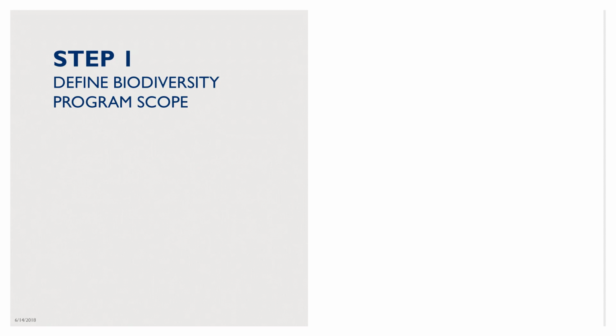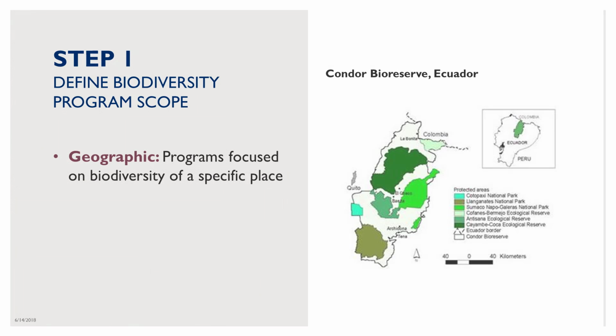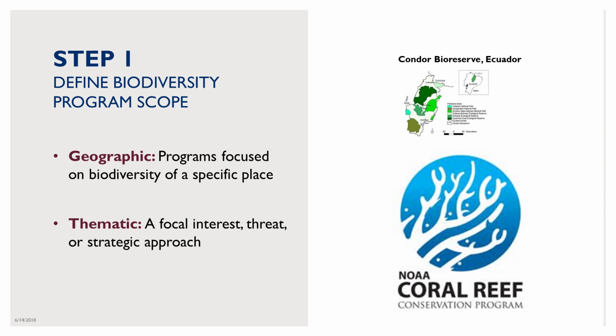Your program scope can be geographic, which might focus on the biodiversity of a specific place, like a protected area or group of protected areas, a region or province, a watershed, or a type of ecosystem. Or it could be thematic, which might focus on a focal interest, threat, or strategic approach.